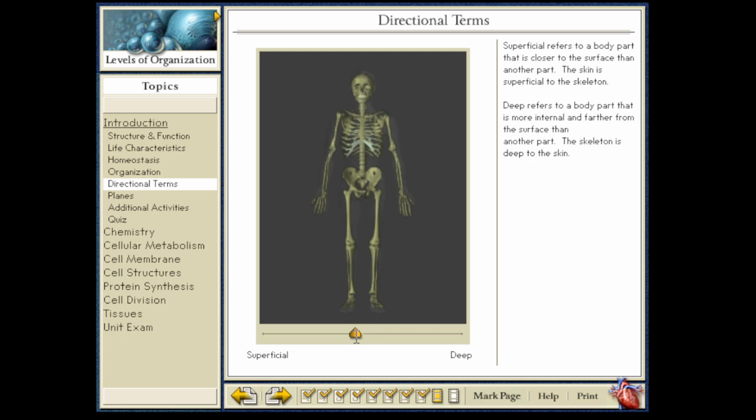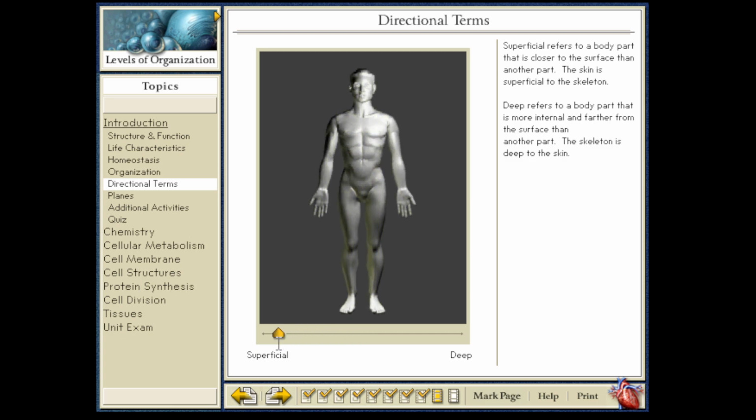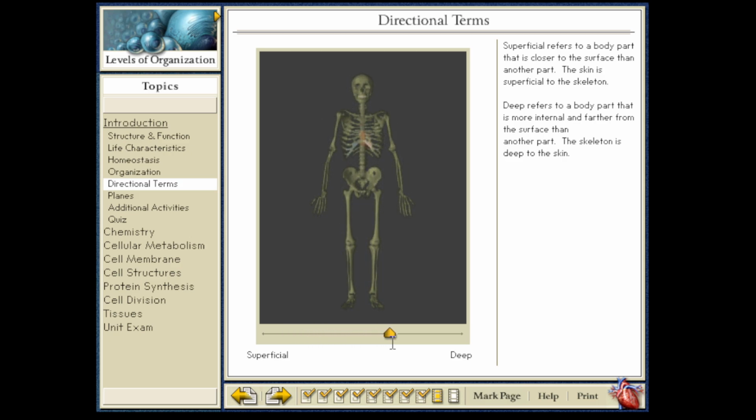Superficial refers to a body part that is closer to the surface than another part. The skin is superficial to the skeleton. Deep refers to a body part that is more internal and farther from the surface than another part. The skeleton is deep to the skin.